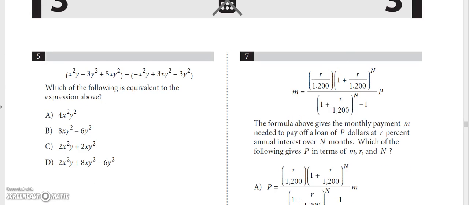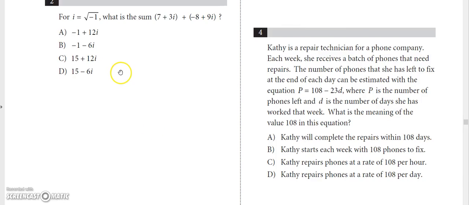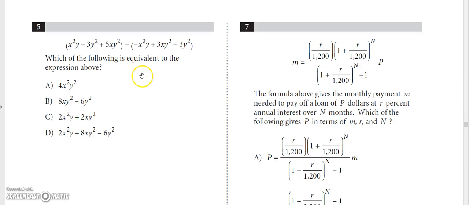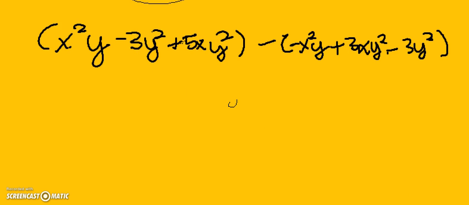So for number 5, we have something that's very similar to number 2 here, but instead of having i, we have an actual variable, x. So I already have the problem written down here. What we can do is just add and subtract as normal. Now I want to bring your attention to this negative sign right here, because that's very important. It's going to switch all of your signs of this whole thing right here.